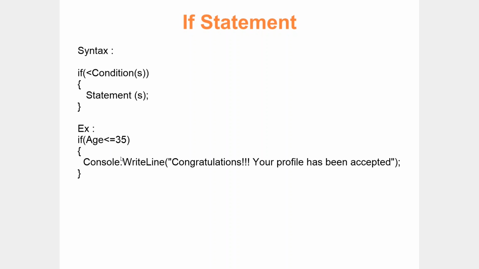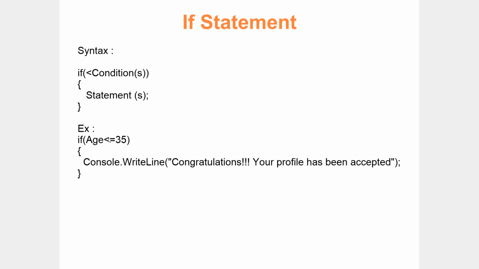Right? But the candidate doesn't know what is happening inside the system, whether his profile is accepted or rejected. If it is less than or equal to 35, then this message will be printed. But in case of more than 35, if the candidate has entered his age as 36 years, what will happen? This message will be printed if and only if the condition is true. If the condition is false, what will happen? Nothing will be displayed on the screen.